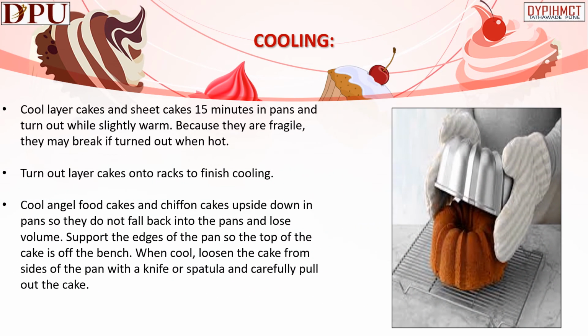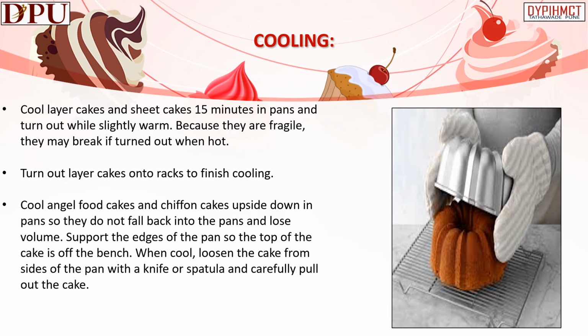After baking, the most important step is cooling and demolding of cakes. Process is as follows. Cool layer cakes and sheet cakes 15 minutes in pans and turn out while slightly warm. Because they are fragile, they may break if turned out when hot. Turn out layer cakes onto racks to finish cooling.